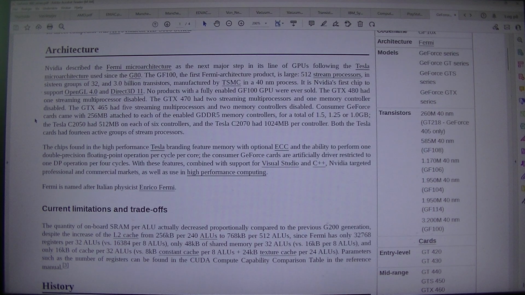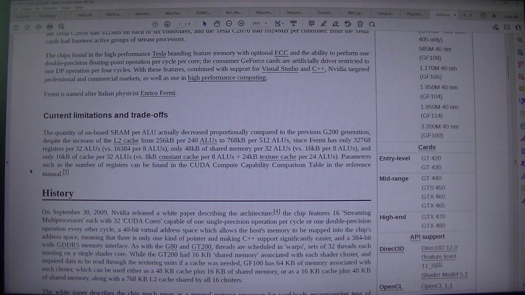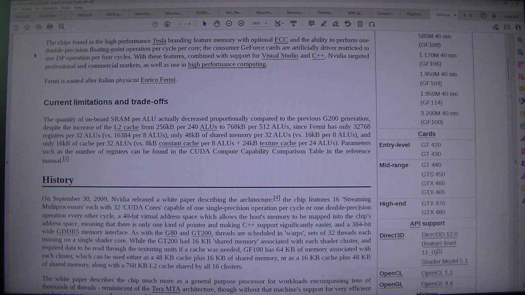The chips found in the high-performance Tesla branding feature memory with optional ECC and the ability to perform one double precision floating point operation per cycle per core. The consumer GeForce cards are artificially driver-restricted to one DP operation per 4 cycles. With these features, combined with support for Visual Studio and C++, Nvidia targeted professional and commercial markets, as well as use in high-performance computing. Fermi is named after Italian physicist Enrico Fermi.